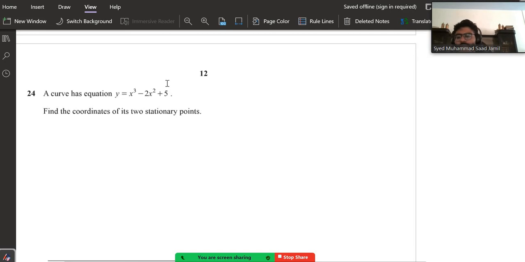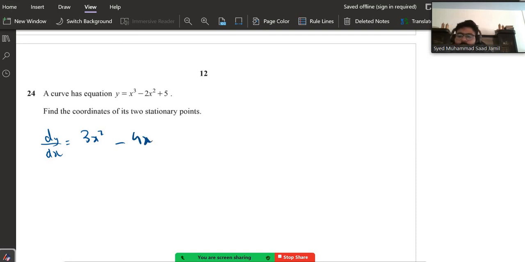Moving on to question 24, it says a curve has equation y is equal to x cubed minus 2x squared plus 5. Find the coordinates of its stationary point. First of all, you will do dy over dx, stationary point. So this becomes 3x squared minus 2 2 is 4, 4x.